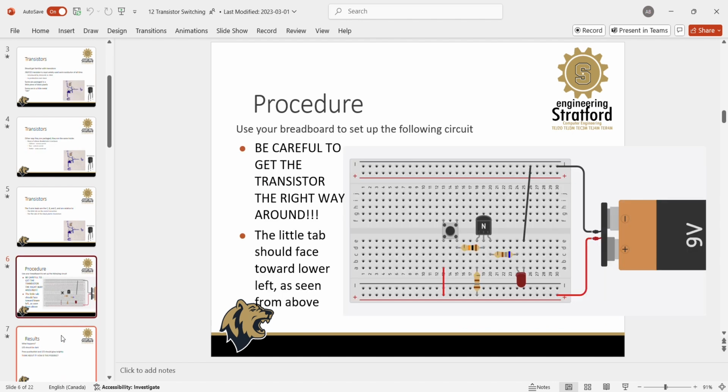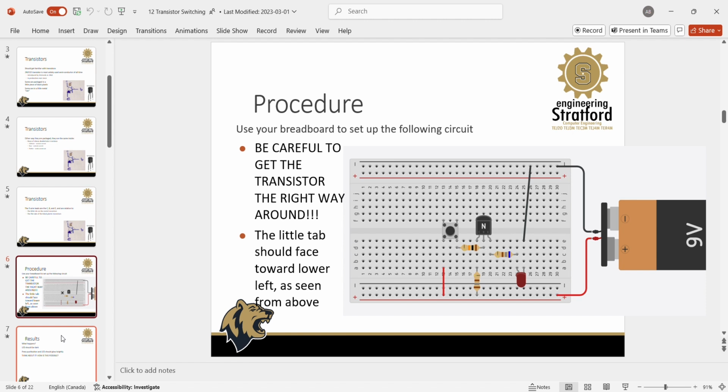Okay, so you're going to build this circuit, and this circuit is the most complicated one you have yet built. So pause this video, make sure that you get it working correctly. But the key thing here is to make sure that your transistor is in correctly.